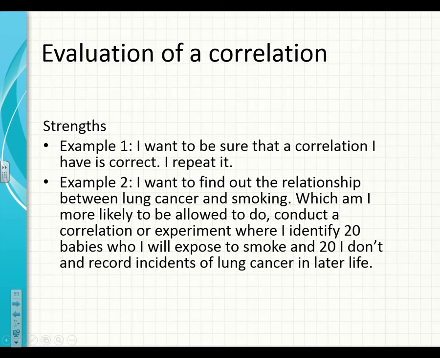Example 2, I want to find out if there's a relationship between the severity of lung cancer or the likelihood of getting lung cancer and smoking. Which am I more likely to be allowed to do? Conduct a correlation, where I look at people who already smoke or how much they smoke and then compare that to how likely they are to get lung cancer, or am I going to be allowed to conduct an experiment where I identify 20 babies who are exposed to smoke, so I'll pump smoke into their nurseries every night, and 20 I don't, and then record incidents of lung cancer later on. So what does that tell us about a correlation and what it allows us to do?